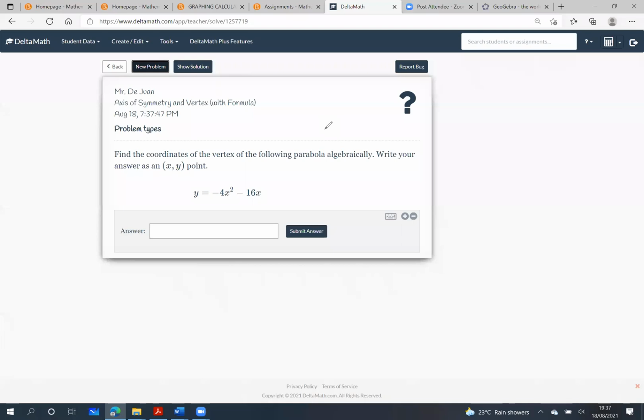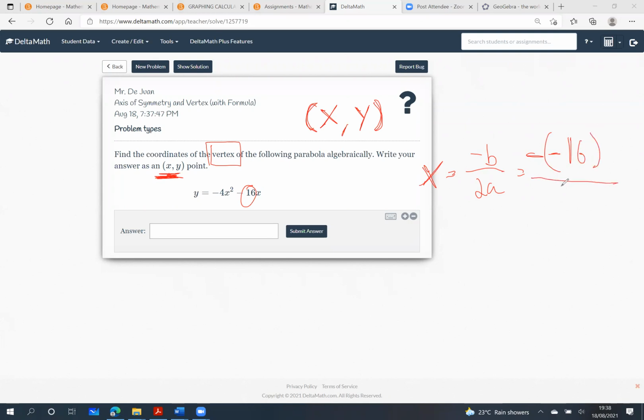Here we go. This is the question I'm looking for. Vertex, everyone. They want you to write the answer as x, comma, y. So x is equal to negative b over 2a, which is negative 16 over 2 times negative 4. 16 over 2 times negative 4, negative 8. 16 divided by negative 8, negative 2.